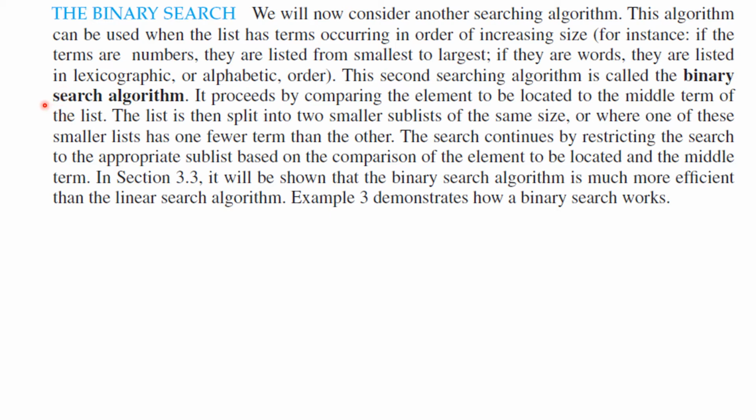It proceeds by comparing the element to be located to the middle of the list. The list is then split into two smaller subsets of the same size, where each smaller list has fewer terms than the other. The search continues by restricting the search over and over again based on comparison of the element to be located and the middle term. And this is very much more efficient than the linear search. In a later section, we will talk about why, but let's see how it works right now.